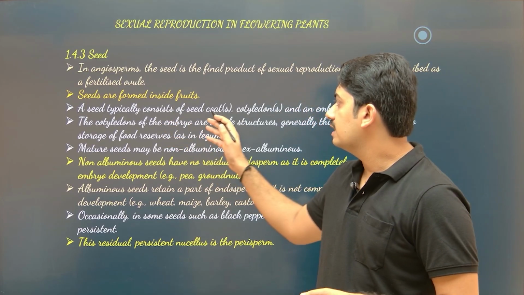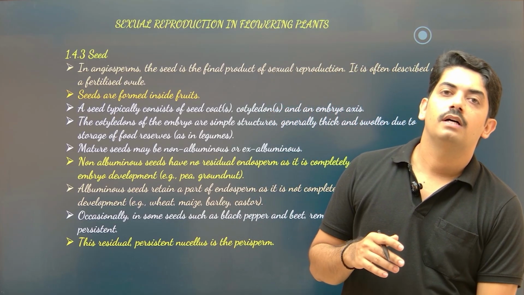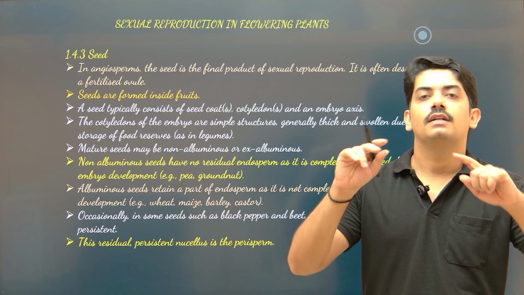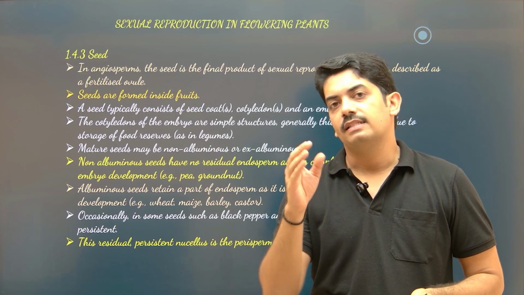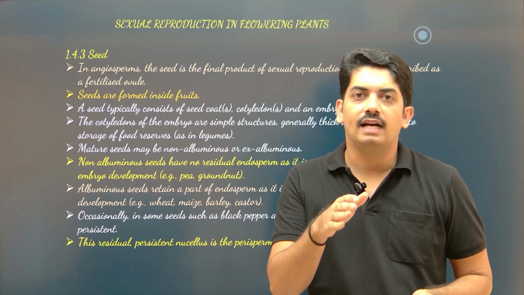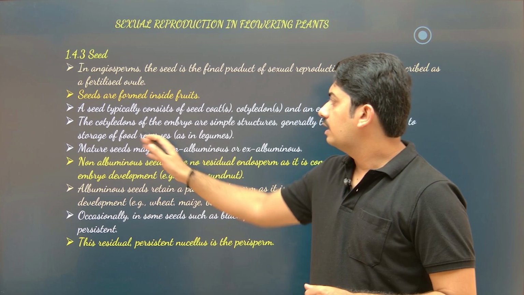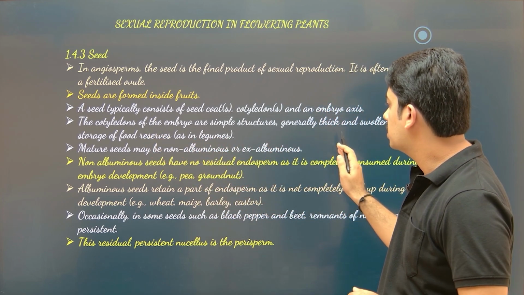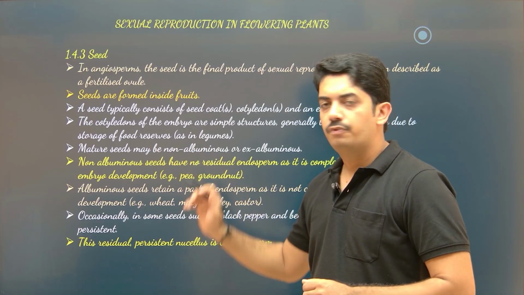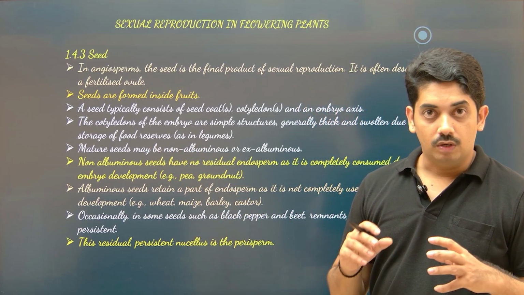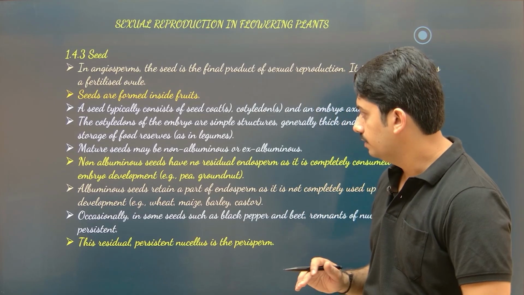A seed typically consists of seed coats. How are the seed coats formed? Just observe the ovule. You can see the integuments. These integuments later develop into seed coat. The outer seed coat is called testa and the inner seed coat is called tegmen. The cotyledons of the embryo are simple structures, generally thick and swollen due to the storage of food reserves. The cotyledons, which are part of the embryo, are mainly for storage of food.